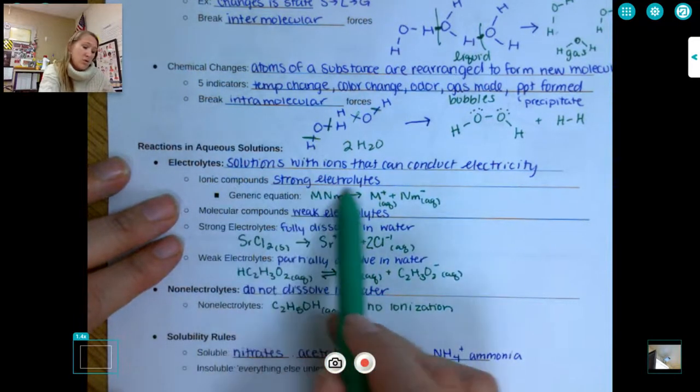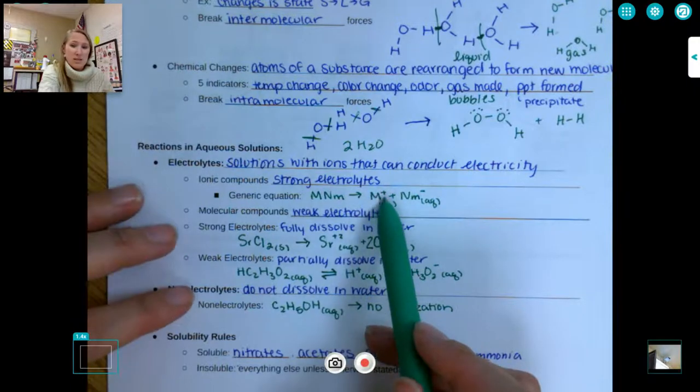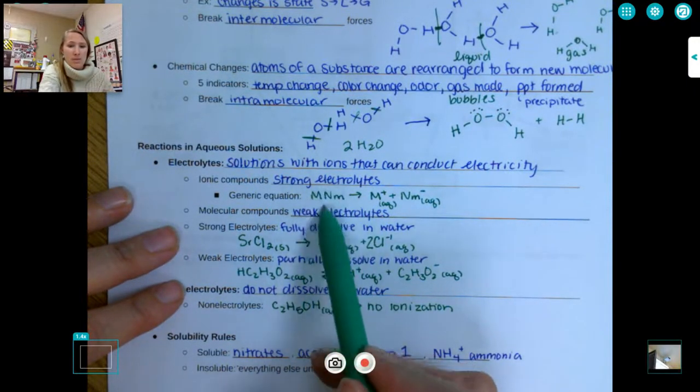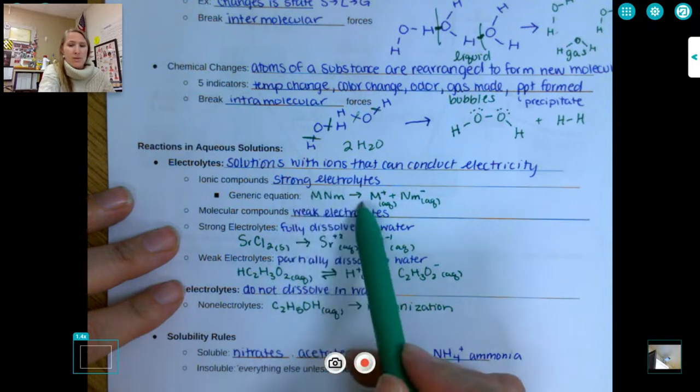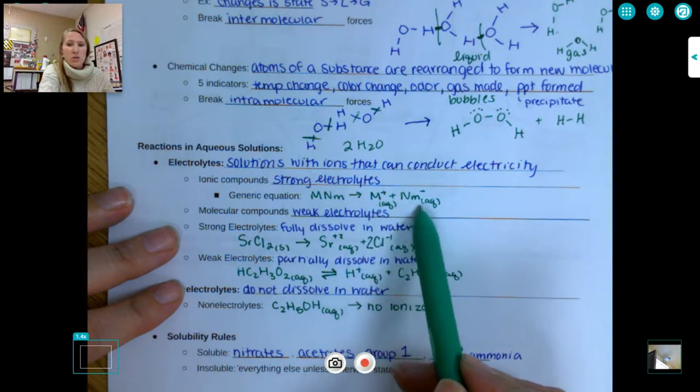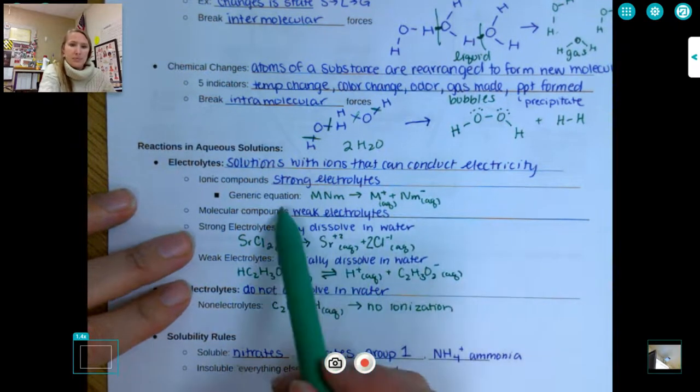Ionic compounds make strong electrolytes, which makes sense because they're made up of ions. Our generic equation is, if I have a metal and nonmetal, which is our ionic compound, it is going to break apart into the metal cation and the nonmetal anion. Also important to note that we have to write AQ for aqueous.